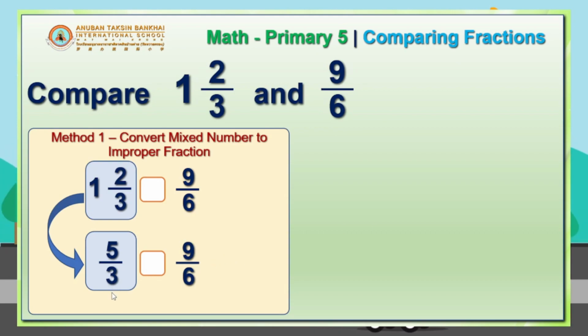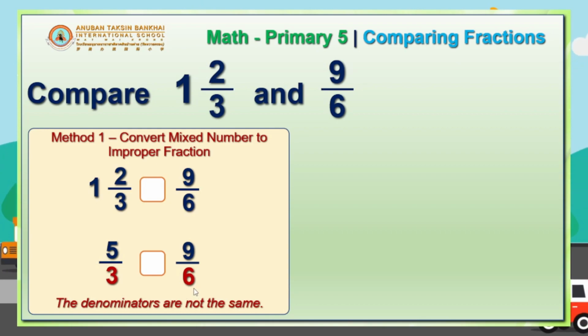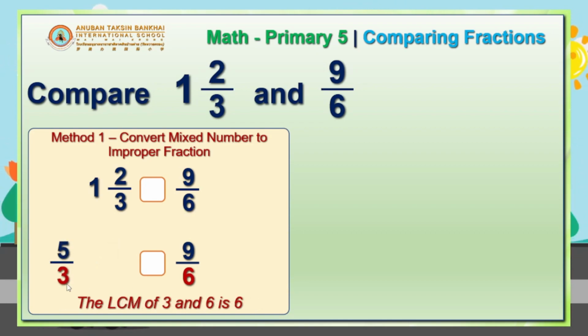Now take note that we cannot compare fractions if the denominators are not the same. So we have here denominators 3 and 6. So how are we going to answer this one? The same, we're going to find the LCM of these two numbers. And the LCM of 3 and 6 is 6.